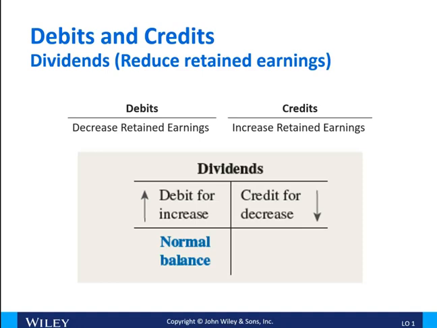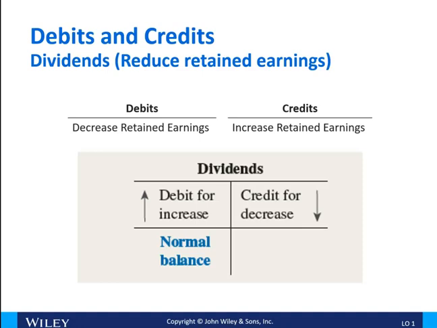Dividends and expenses. We'll talk about dividends first. It's an account that's part of stockholders' equity, but it decreases retained earnings, which then decreases stockholders' equity. So a decrease to stockholders' equity is a debit. So a decrease to retained earnings is the debit. But for dividends, a debit will increase that account.